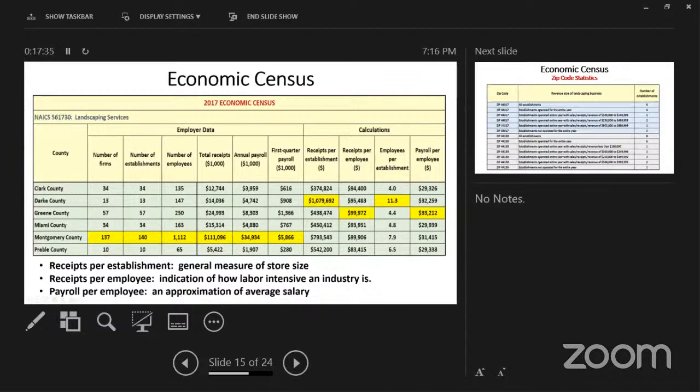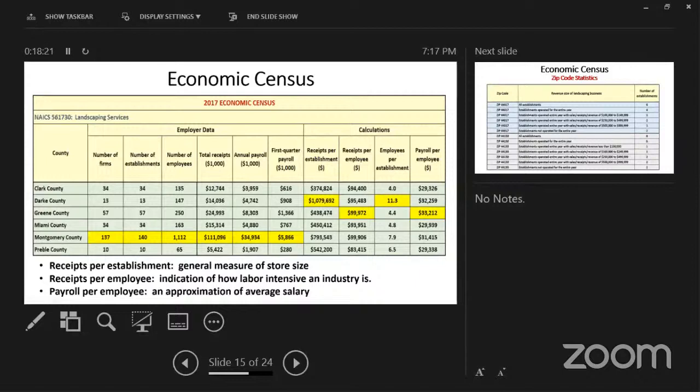And then I looked at receipts per establishment, which the Census Business Builder will do for you. You don't have to do it, but here I did it myself just to show you. Receipts per establishment are kind of indicative of how big the landscaping business is. So evidently, maybe Darke County has some bigger landscaping businesses because they have the highest receipts per establishment. And receipts per employee is how labor intensive it is. Greene County has the most. And again, it's kind of indicative of Darke County having bigger landscaping businesses because they have 11.3 employees per establishment.